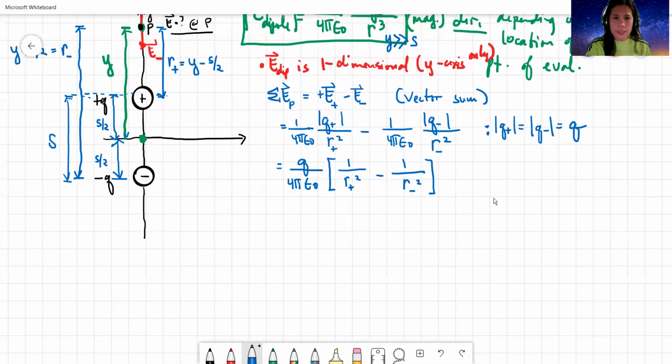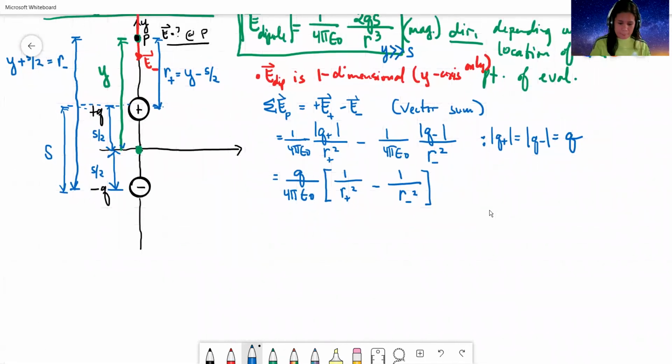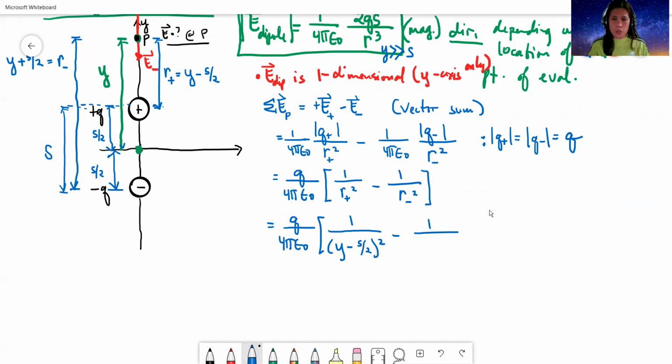Okay, let me move this. Now we will substitute the values of R in terms of Y. So we have Q over 4 pi epsilon sub naught times 1 over, I'll put R positive, it's Y minus S over 2, then square it, minus 1 over, and then R negative is Y plus S over 2.